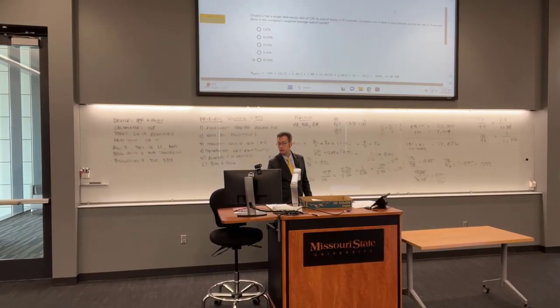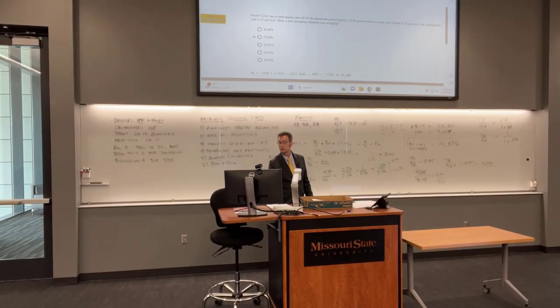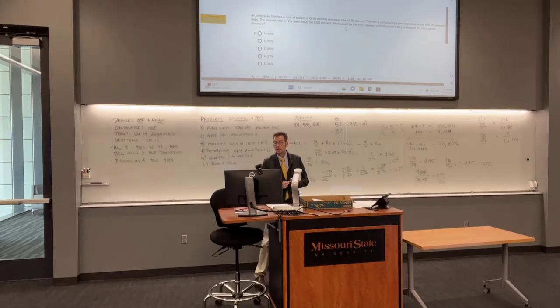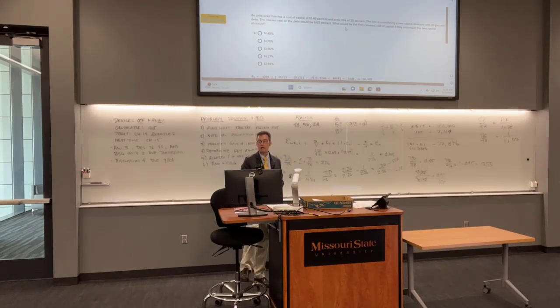Okay, we've already done number 8. So they're asking the firm's levered cost of capital if they undertake a new capital structure. So they start with an unlevered firm. And we see that there are taxes. Which formula are we going to be using?